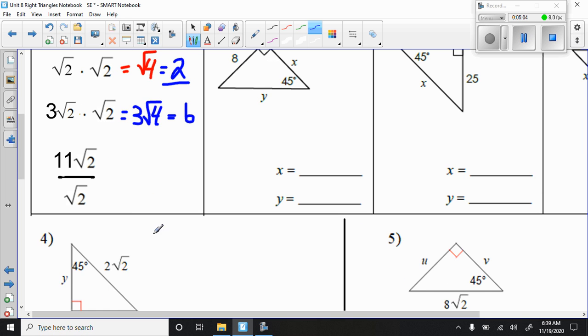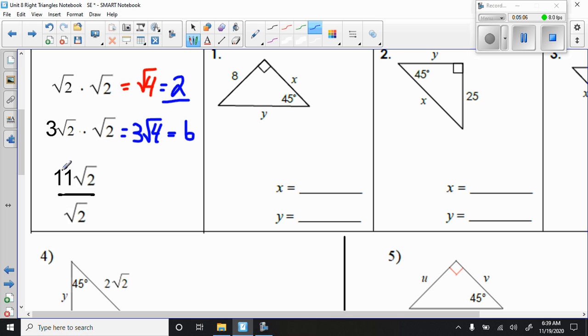Okay, we are going to divide a little bit. 11 radical 2 divided by radical 2. When you get to this situation, if you have like terms on opposite sides of the fraction bar or division bar, you can cancel. So now the answer here is just 11.